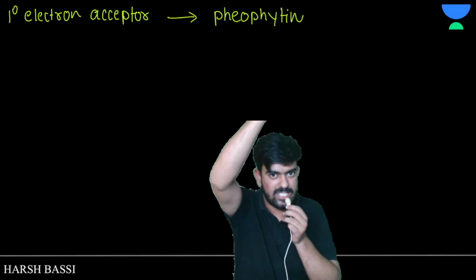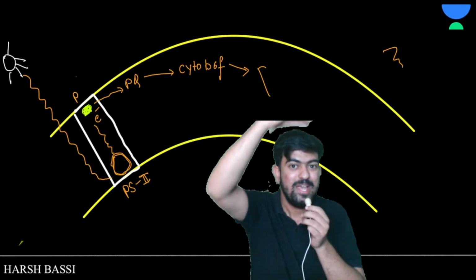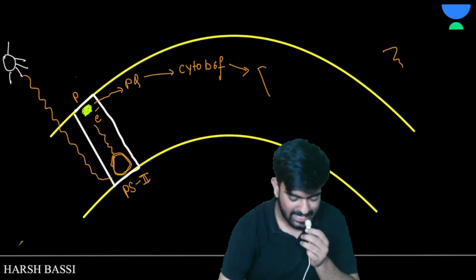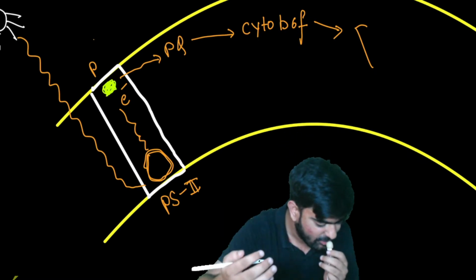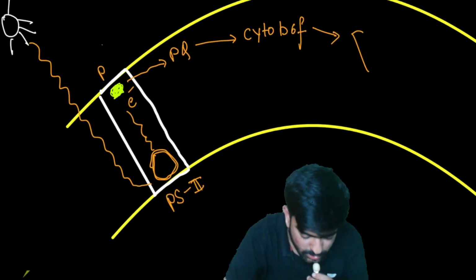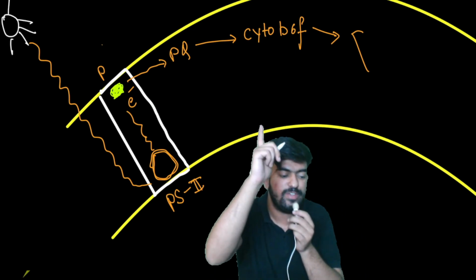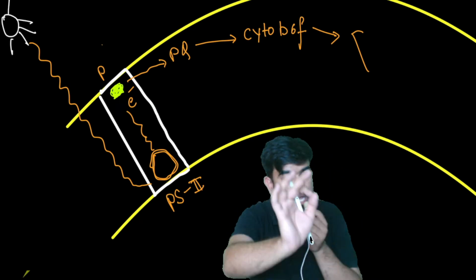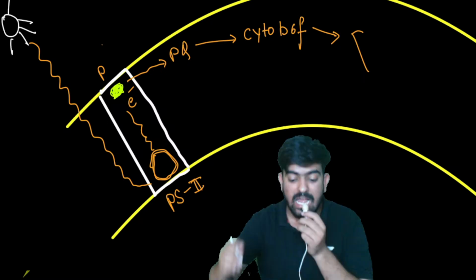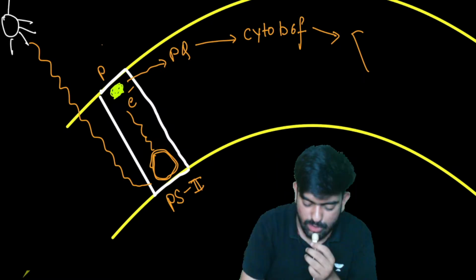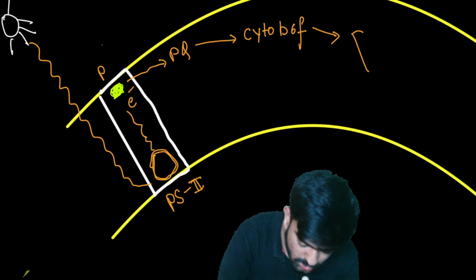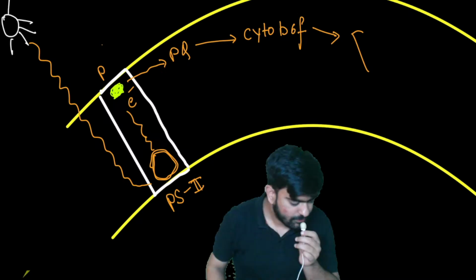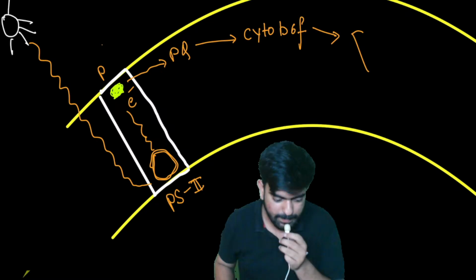Let us start again from PS2. PS2 received the sunlight, and after receiving the sunlight, it ejected the electron. And it went to the primary electron acceptor, which was pheophytin. After the pheophytin, it went to the plastoquinone, and after the plastoquinone, it went to the cytochrome b6f, and then it went to the plastocyanin.